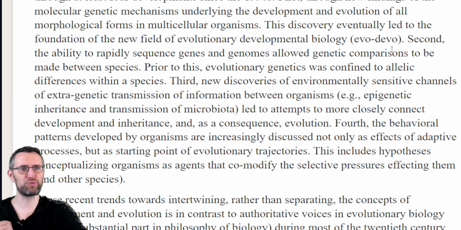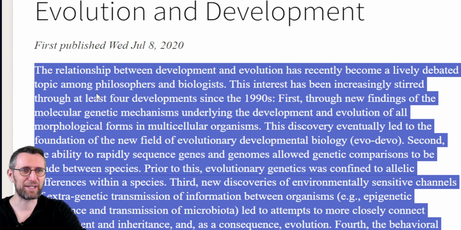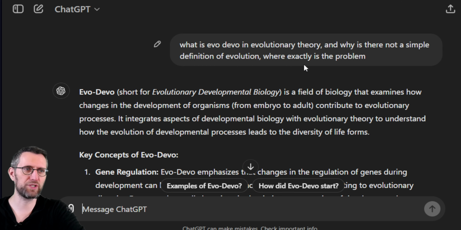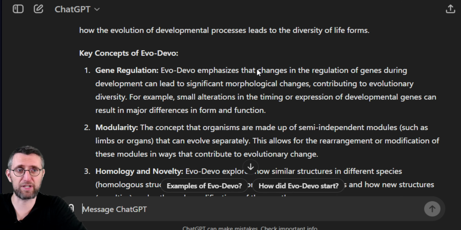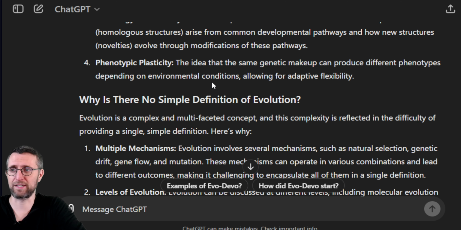Second, the ability to rapidly sequence genes and genomes allowed genetic comparisons to be made between species. Okay, it's all a little bit complicated to me. I'm just a philosopher. So I asked ChatGPT. Okay, so I didn't understand evo-devo and evolutionary theory, I didn't understand the explanation of ChatGPT. You can read that, but I don't understand why that is important, so I have to ask that again.